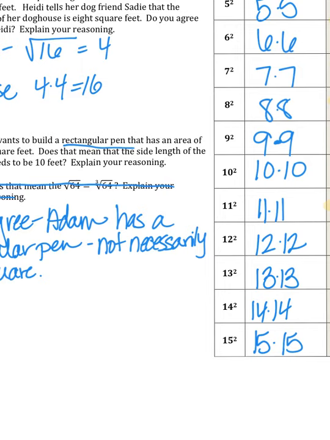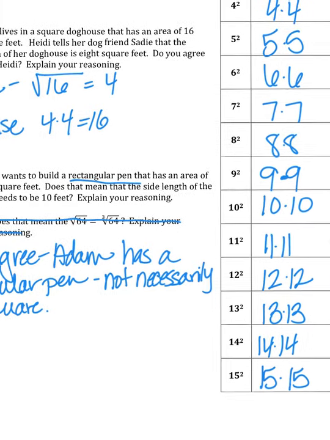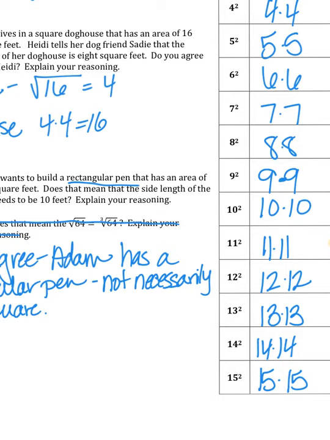All right, hopefully you've had the opportunity to work on number 5 and 6. I disagree with Heidi in number 5. She says that her square doghouse has an area of 16 square feet. So to find the side length, you would square root 16, which is 4, because 4 times 4 is 16.